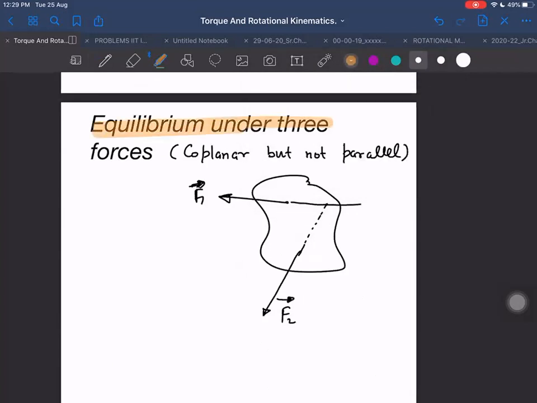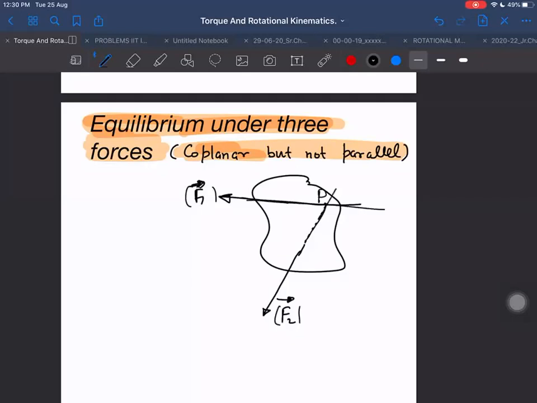Equilibrium under the action of 3 forces. If there are 3 coplanar but not parallel forces acting together on a body, then remember one thing. If I know 2 forces are acting in certain directions, then I can find out the point through which those 2 forces pass. Can I find that point or not? Yes, by joining the lines of the forces, I can find it.